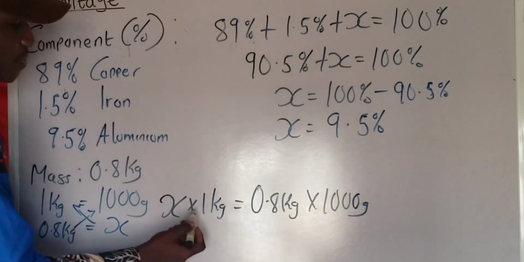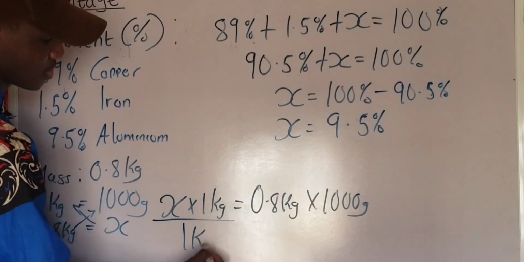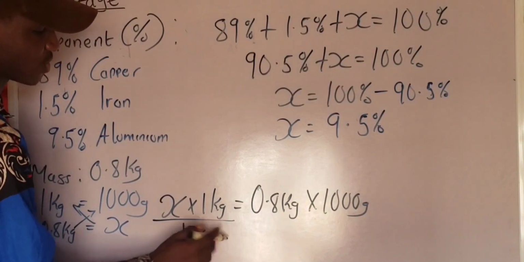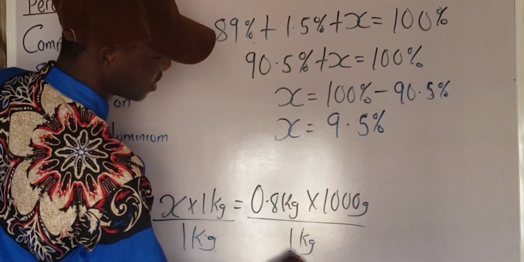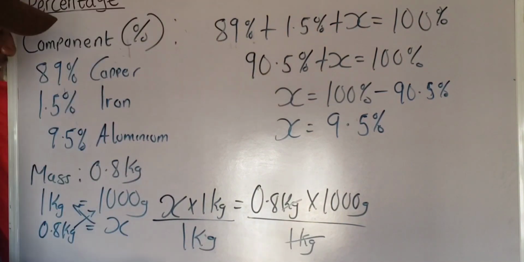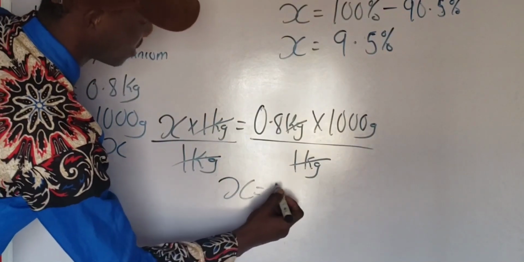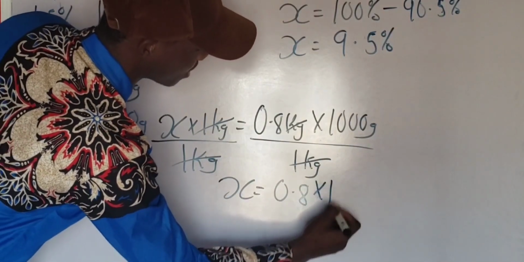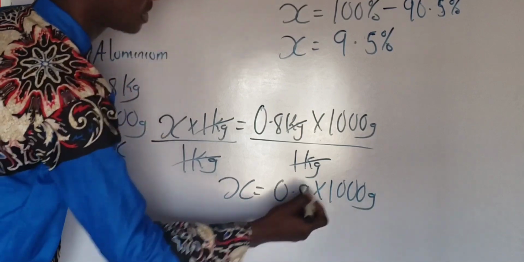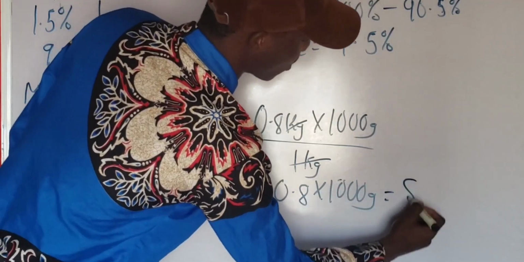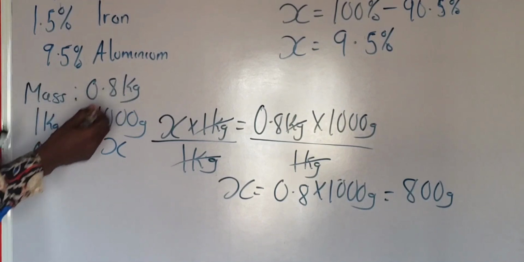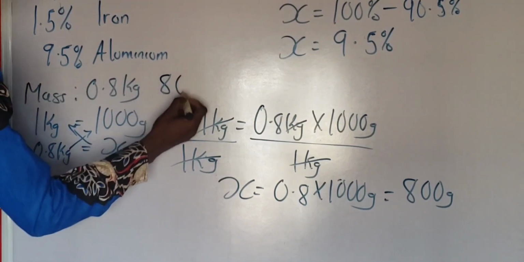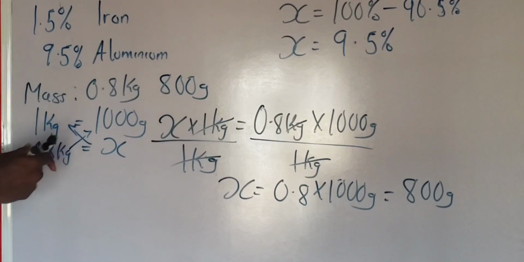Now divide both sides by 1 kilogram because we are actually looking for x. This kilogram will cancel this kilogram. So we are left with what? x is equal to 0.8 multiplied by 1000 gram, that is 800 gram. So the value of 0.8 kilogram in gram is 800 gram. Do you understand?